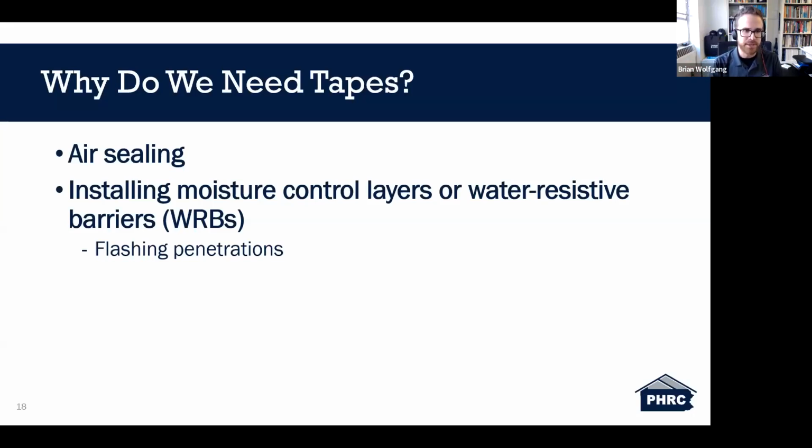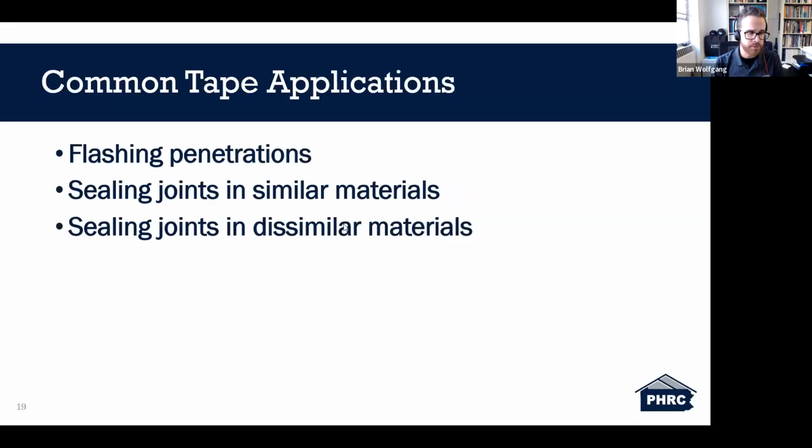But then the second one, like we said, installing moisture control layers or water resistant barriers. That's the classic installation and example of tapes. And then also flashing those penetrations. We're going to look at two examples, really, one for each of these two. And when we bring up those examples in the latter half of today's discussion, I'm going to try to point out some of the questions you should be answering, the things you should be considering when you're looking at alternative products. So more specifically, common tape applications.